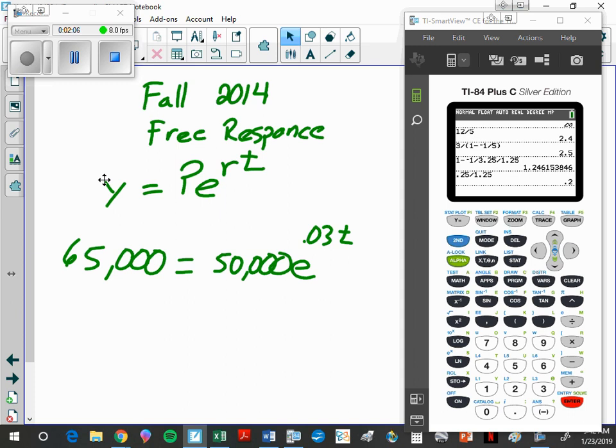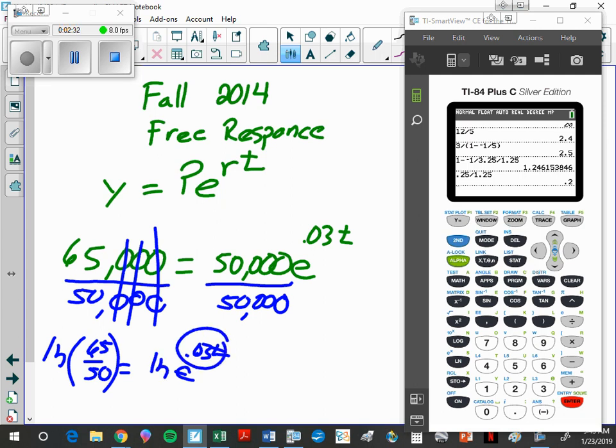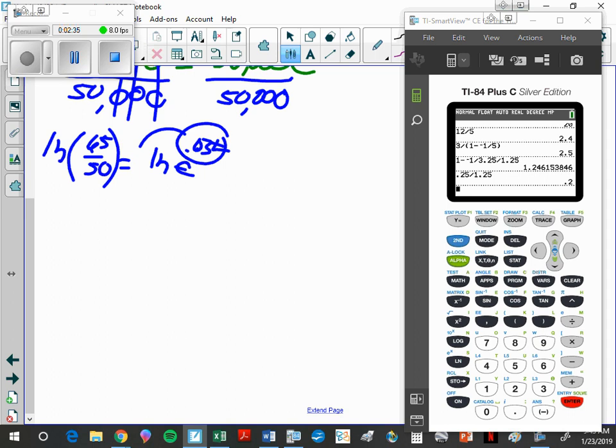But before we can use the natural log, we need to divide by 50,000. And to make my life easier, I'm just going to say 65 over 50. So 65 over 50 is equal to e to the 0.03t, ln both sides. We can drop this down. So I get the ln of 65 over 50 is equal to 0.03t times the ln of e. But the ln of e is just 1.